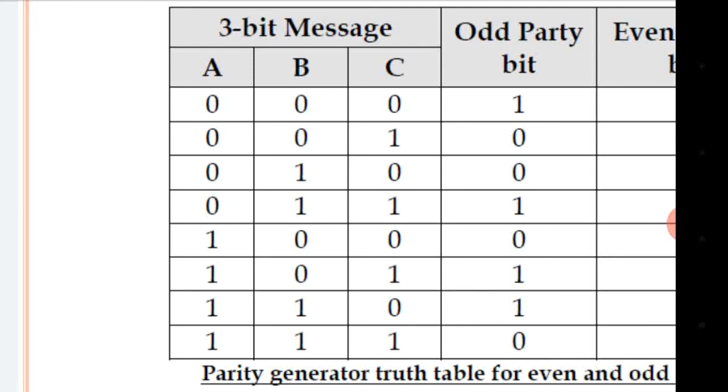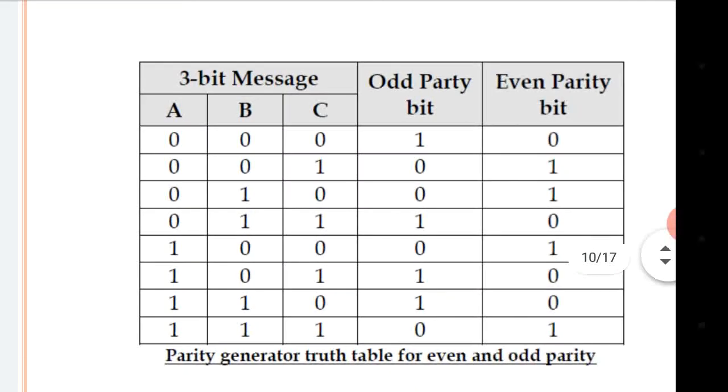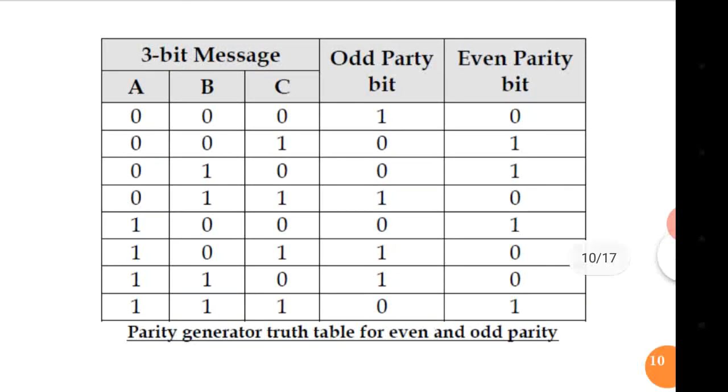On the other hand, if you want to make the data even parity, then observe the last column and forget about the odd parity bit column. First case, 0, 0, 0: when ABC is 0, 0, 0, we will add 0 so as to make an even parity bit. For 0, 0, 1, the total number of ones is 1, and if I have to make it even parity, I will add 1 as a parity bit, and so on.